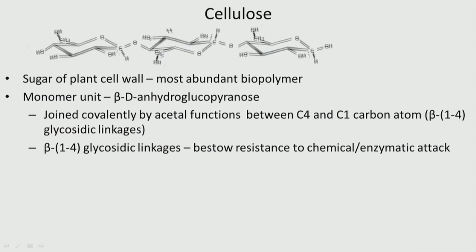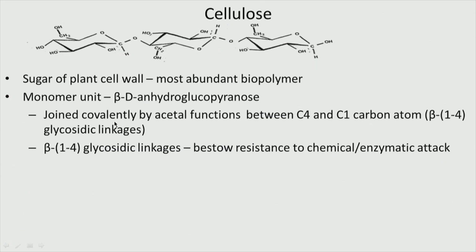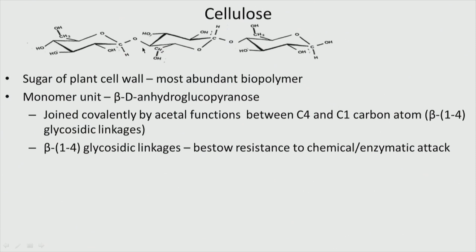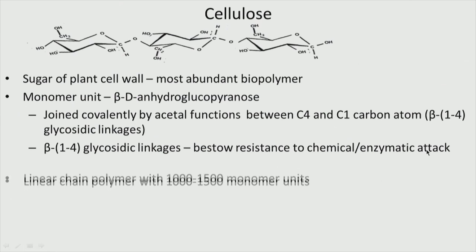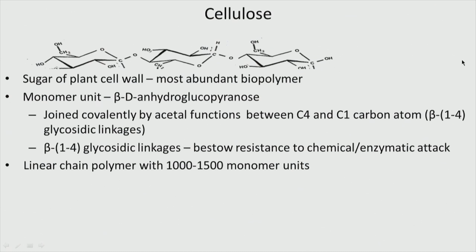So, we have the anhydroglucopyranose here, as you can see, and they are connected by this beta linkage. Joined covalently by acetal functions between the C4 and the C1. So, they are connected by the C4 and C1 carbon, beta 1,4 glycosidic linkage. The beta 1,4, this is 1 and this is 4, bestows resistance to chemical and enzymatic attack. These are linear chains with 1000 to 2500 monomer units. So, we are talking quite a large molecular weight.